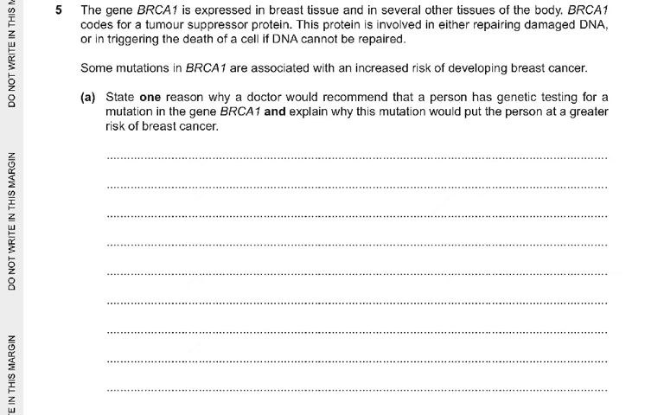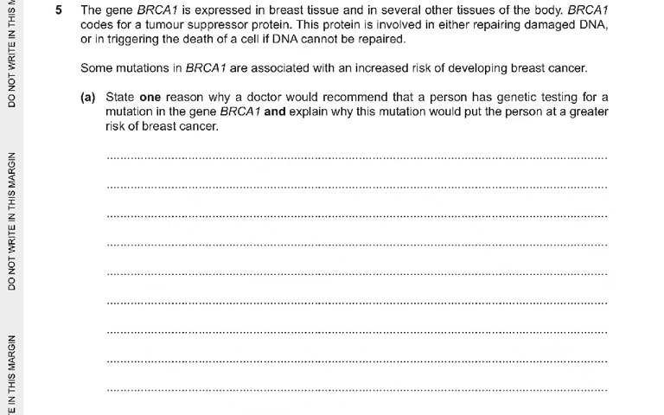Question number 5. The gene BRCA1 is expressed in breast tissue and in several other tissues of the body. BRCA1 codes for a tumor suppressor protein. This protein is involved in either repairing damaged DNA or in triggering the death of a cell if DNA cannot be repaired. Some mutations in BRCA1 are associated with an increased risk of developing breast cancer. State one reason why a doctor would recommend that a person has genetic testing for a mutation in the gene BRCA1 and explain why this mutation would put the person at a greater risk of breast cancer.